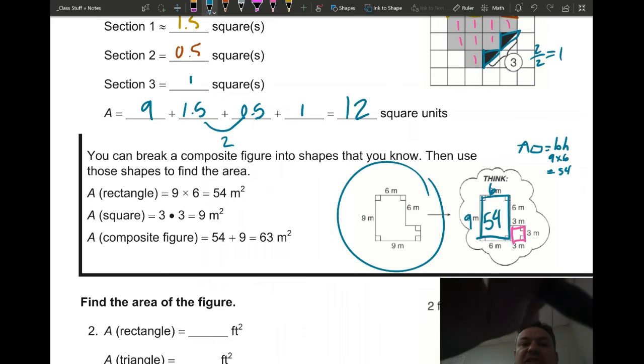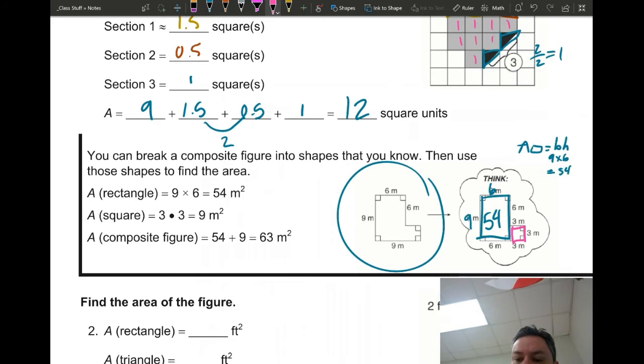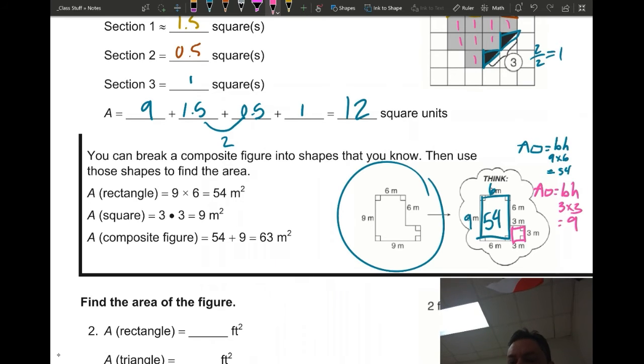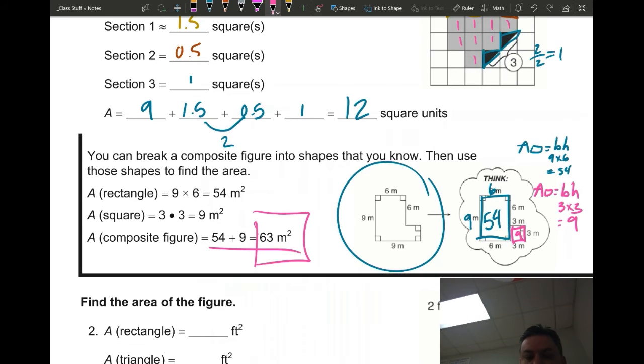And now I just gotta find the area for the little square. The square measures 3 by 3. The area for the square, again, is base times height, which is 3 times 3, which is 9. And it's right here. I like to put the area inside the shape. That way at the end I can just add them together. And when you add them together, you get the area to be 63 meters squared. And it is that easy.